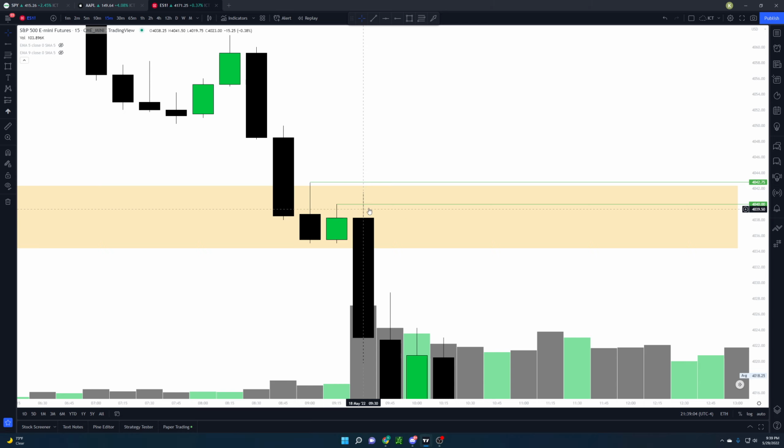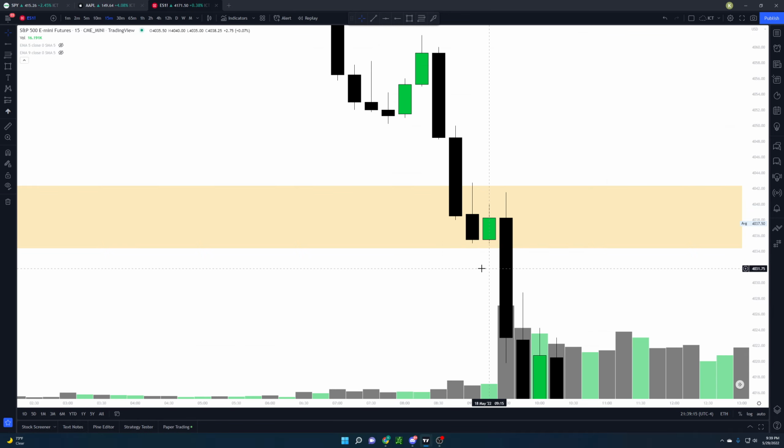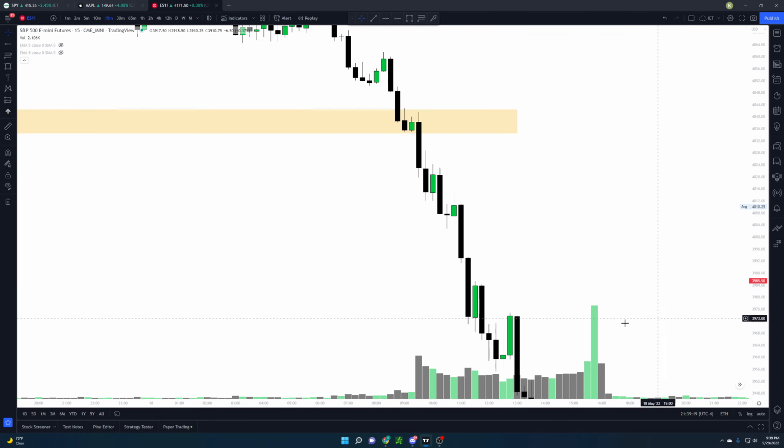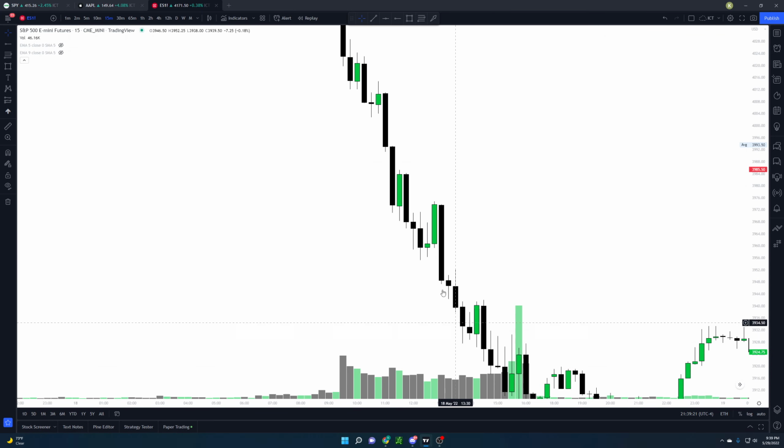So what happens here? You break the high and it never finishes. Instead, it breaks the low. All right, so that's showing you more sellers than buyers here, and you can play it based off that. And obviously you get a really nice drop down.